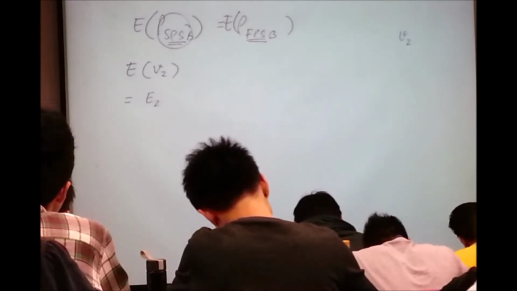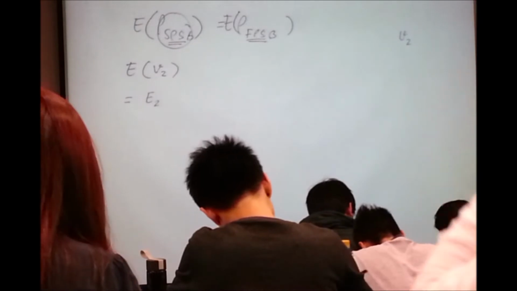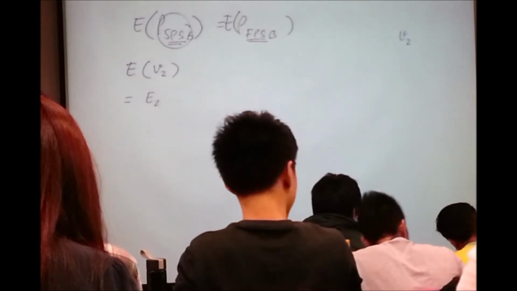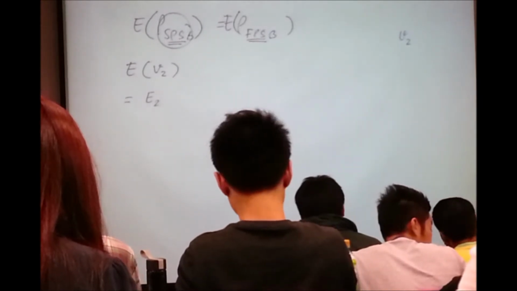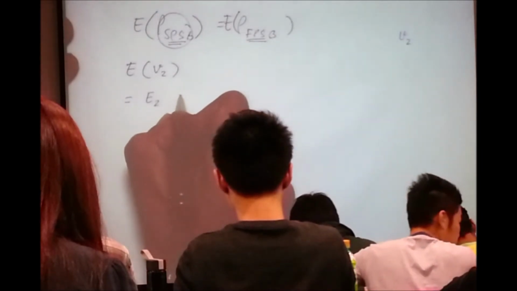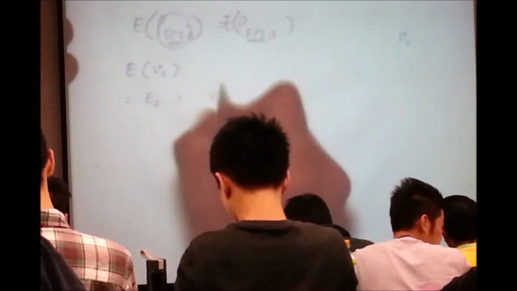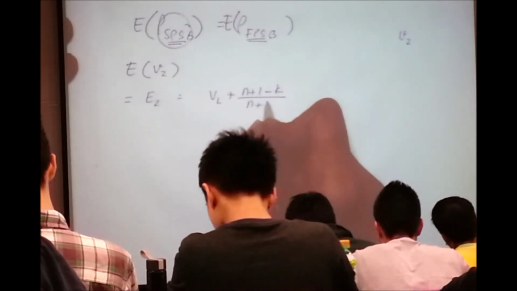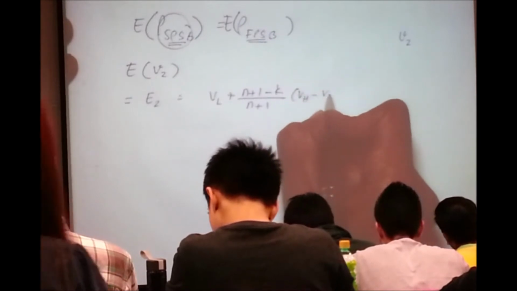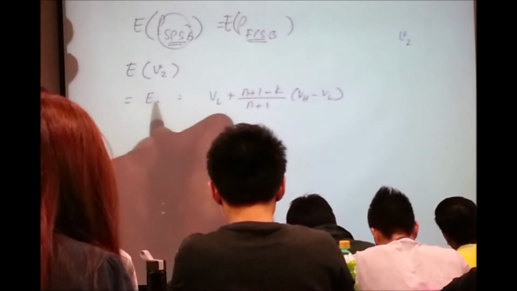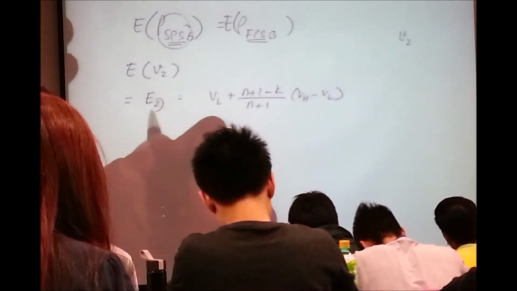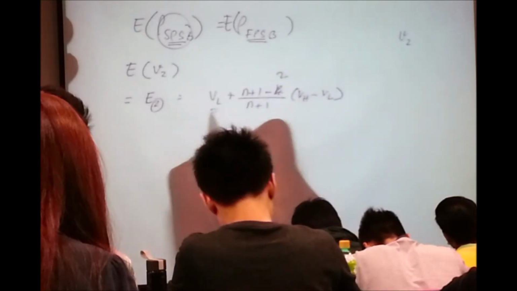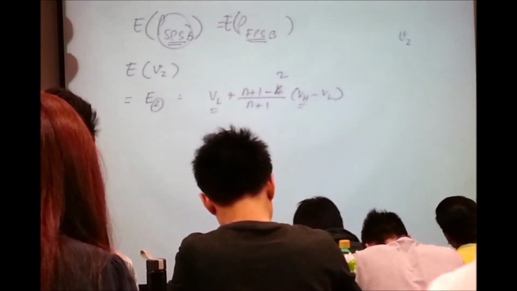Formula number 2 is here: VL plus (N plus 1 minus K) over (N plus 1) times (VH minus VL). This is formula number 4. I'm looking for the expected second highest valuation, which means K is equal to 2. VL remains the low value of the distribution, VH remains the high value of the distribution.